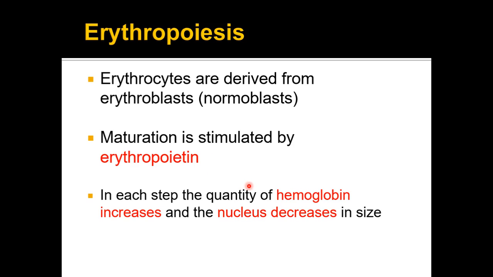And every time a developing red blood cell divides and matures, the nucleus will decrease and hemoglobin concentration and content will increase, until finally, when we have a mature red blood cell, there is no nucleus in those cells. They are packed full of hemoglobin, so that they can maximize their job of delivering oxygen and taking CO2 back to the lungs. So let's look at erythropoietin for a second.